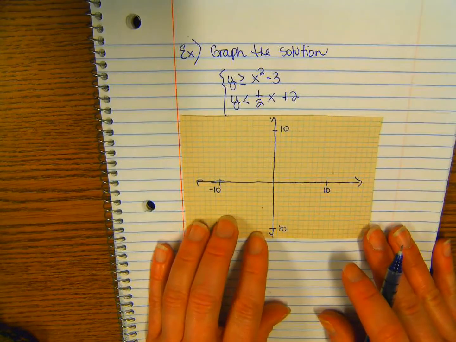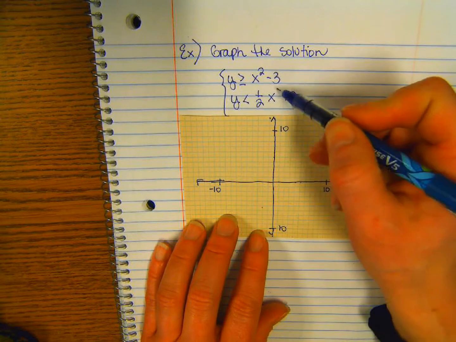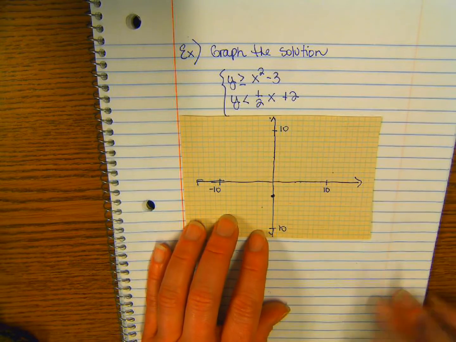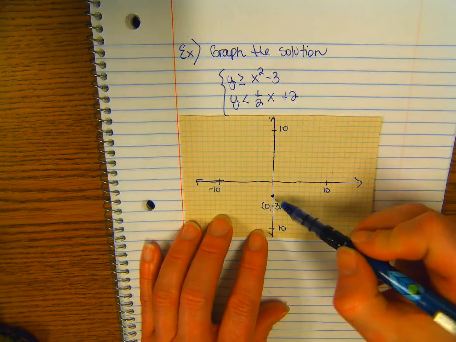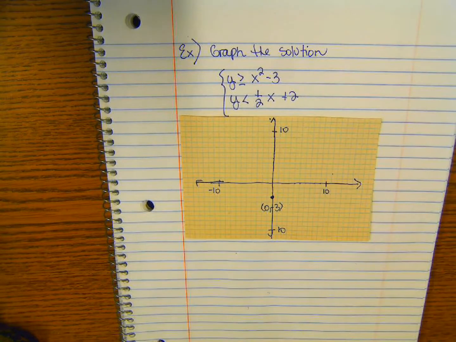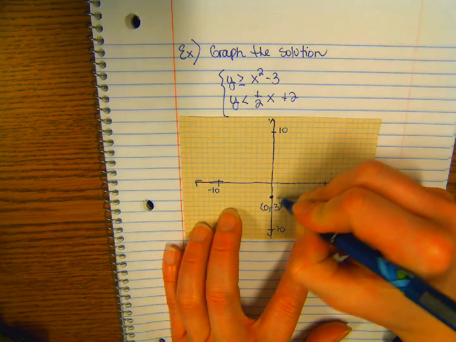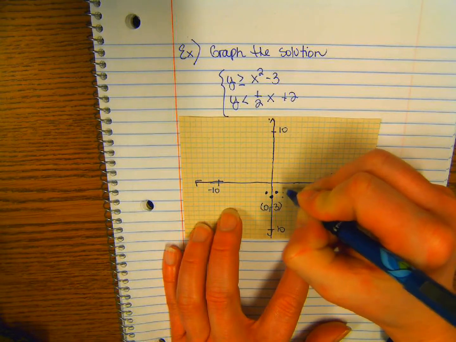So the top function is a parabola, isn't it? Tell me what you know about that parabola. What's its vertex? 0, -3. Yep, it's a parabola moved down 3. So I'm going to make it have a vertex down here at 0, -3. The thing that I know about parabolas is that if I go over 1 the first time, it goes up 1. And if it went over 2, it would go up 4. If I went over 3, it would go up 9 because it's squared, right? So I'm going to at least graph a couple of those points: over 1, up 1 from the vertex, over 2, up 4.